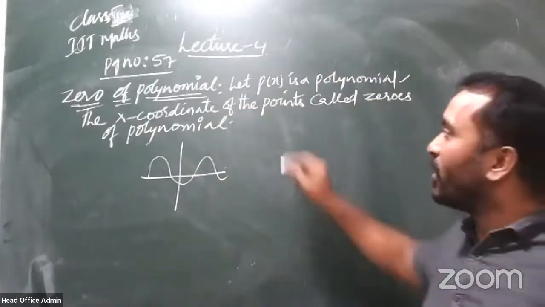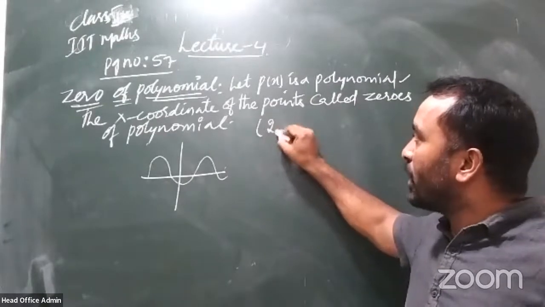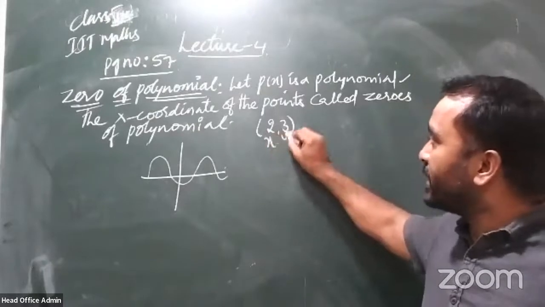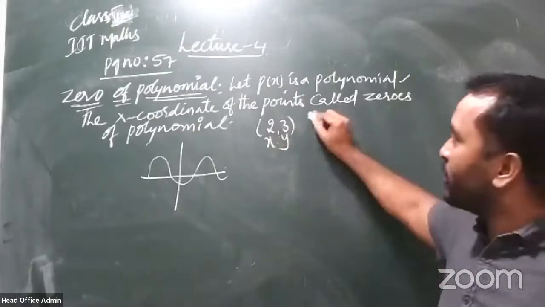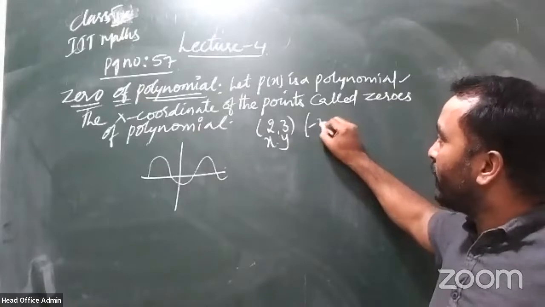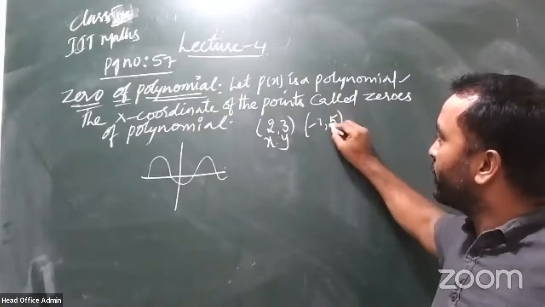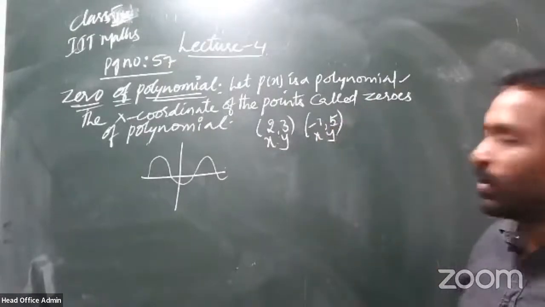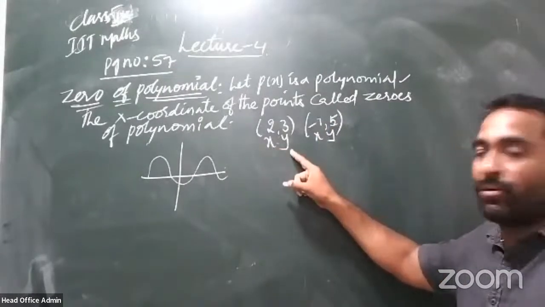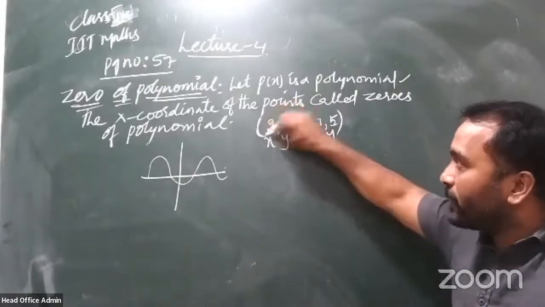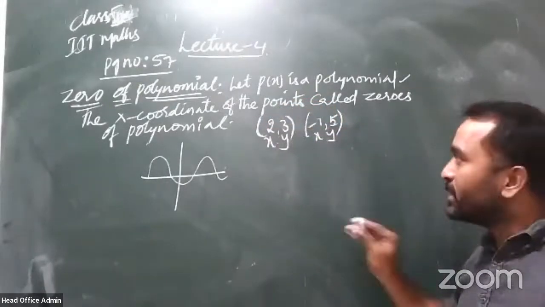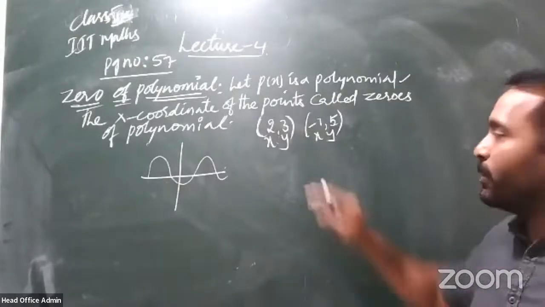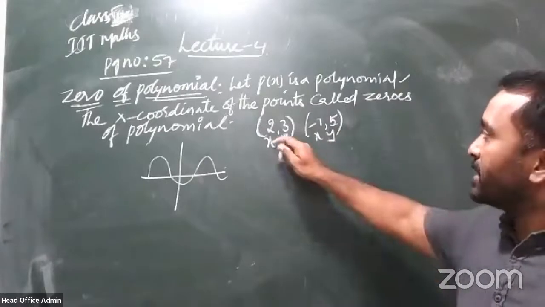X coordinates means, suppose I say (2, 3), this is the x coordinate and this is the y coordinate. And suppose I take (-1, 5). Again, in this, x is -1 and y is 5. These are x coordinates and y coordinates. This is called an ordered pair. This will become another subject, but ordered pair means placing the x coordinate and y coordinate in small brackets. It is nothing but an ordered pair.